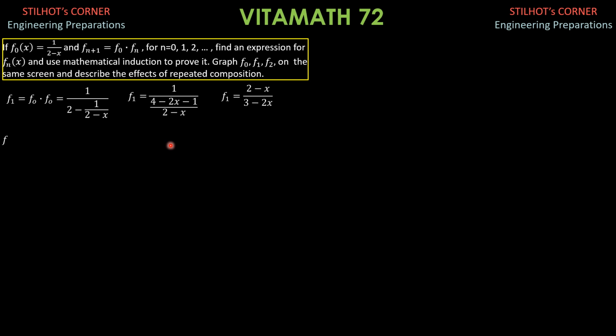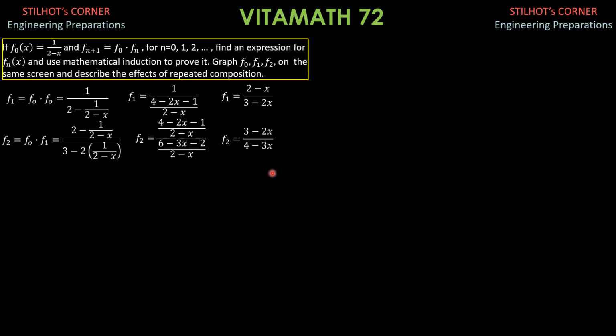Then F2 is F0 times F1, definitely. And we have to substitute x by this expression, 1 over 2 minus x, in this expression here. Simplifying, we have 4 minus x minus 1 in the numerator over 2 minus x. And in the denominator, we have 6 minus 3x minus 2 all over 2 minus x. So we can cancel 2 minus x. The numerator would now be 3 minus 2x over denominator 4 minus 3x. So I think you can now find the trend or the pattern.